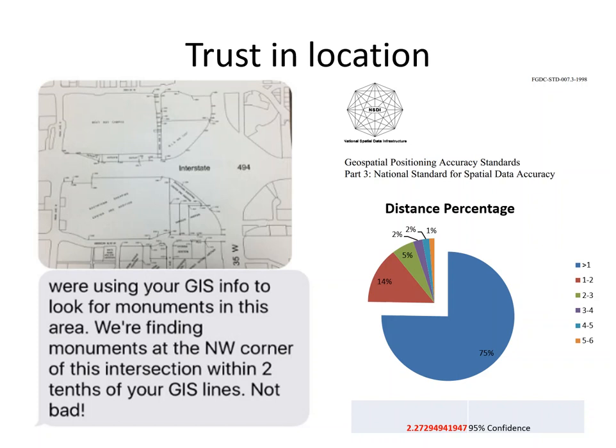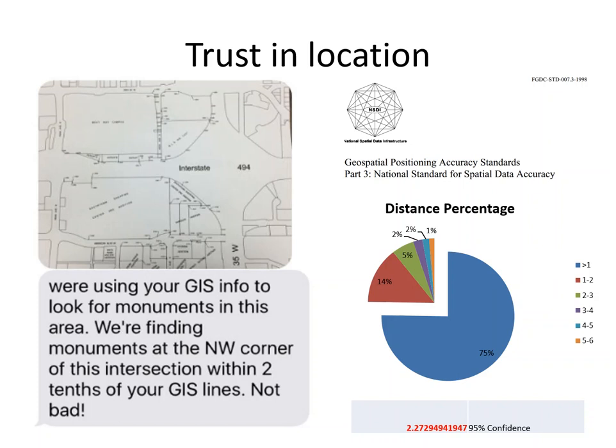And on the left-hand side, there's nothing better than when somebody gives you a compliment. This is a text that one of the people in our office received from a survey crew that was out at 35W and 494 around a Best Buy campus. What they're saying is, hey, we're using your GIS info to look for monuments in this area. So they took our parcel geometries down from the open data site or FTP site or whatever, and they developed search coordinates for those parcel vertices. And then they're saying, hey, we're finding monuments at the northwest corner of this intersection within 2/10 of your GIS lines. Not bad. That right there is a huge statement.